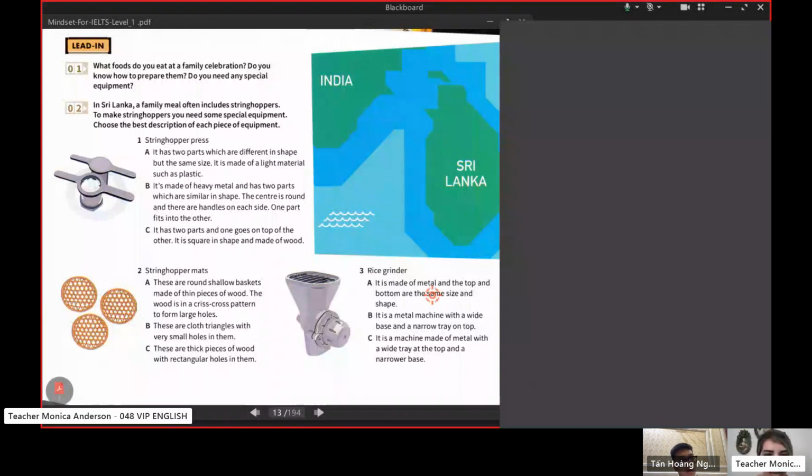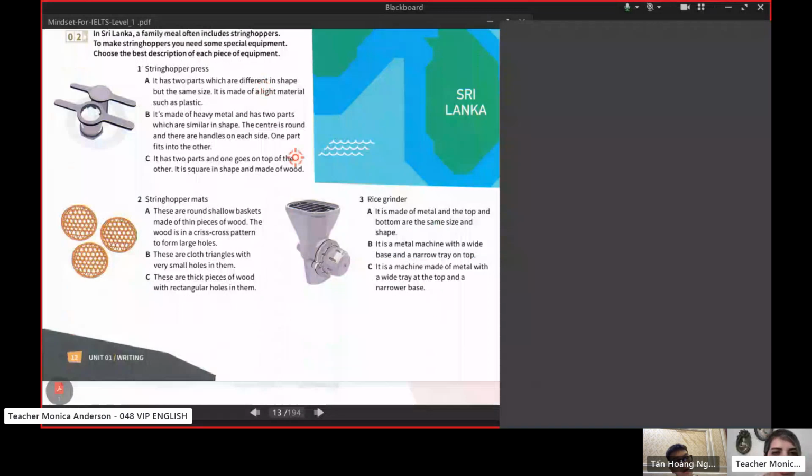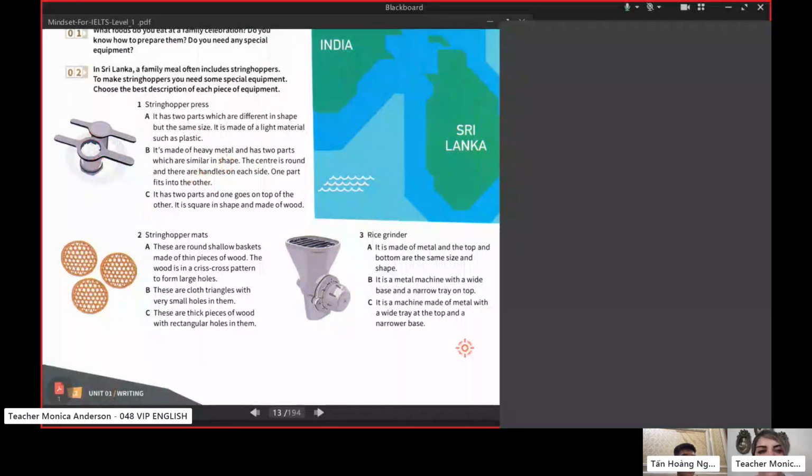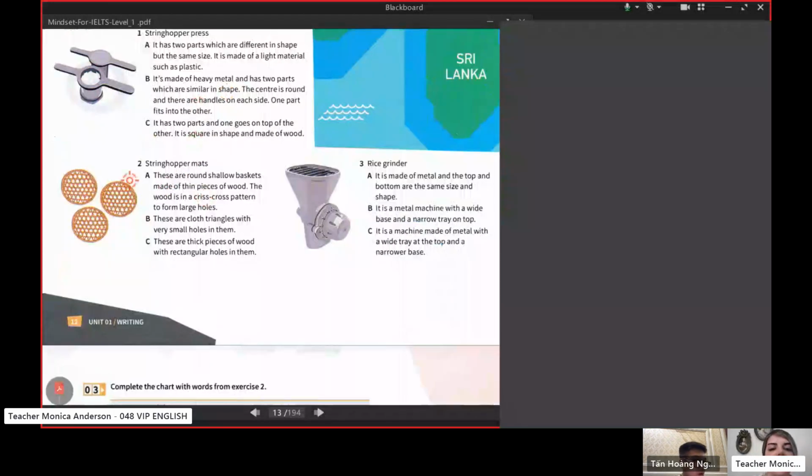Well, now let's check these three sections. String hopper press: it has two parts which are different. Okay, A, B, or C. Try to understand. Which description is the best description of each piece? A or B or C? B, according to the picture. I think that's B, very good.